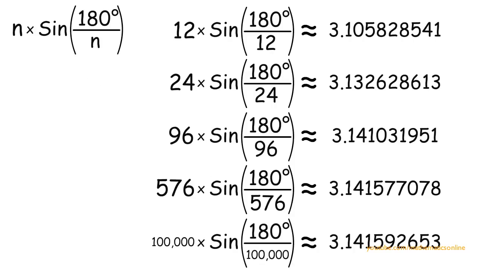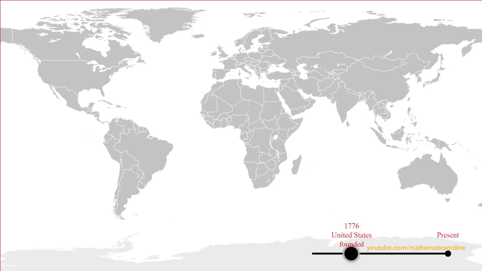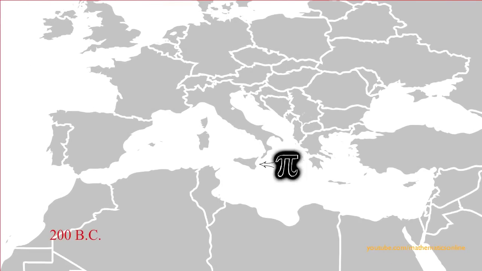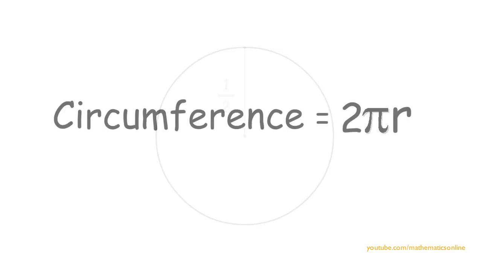So now, why does this equation work? Around 200 BC, Archimedes devised a method for calculating pi by method of exhaustion. First, we create a circle with a radius of 1/2. Now remember that the circumference of a circle is equal to 2 pi r. So with a radius of 1/2, the circumference is equal to pi.